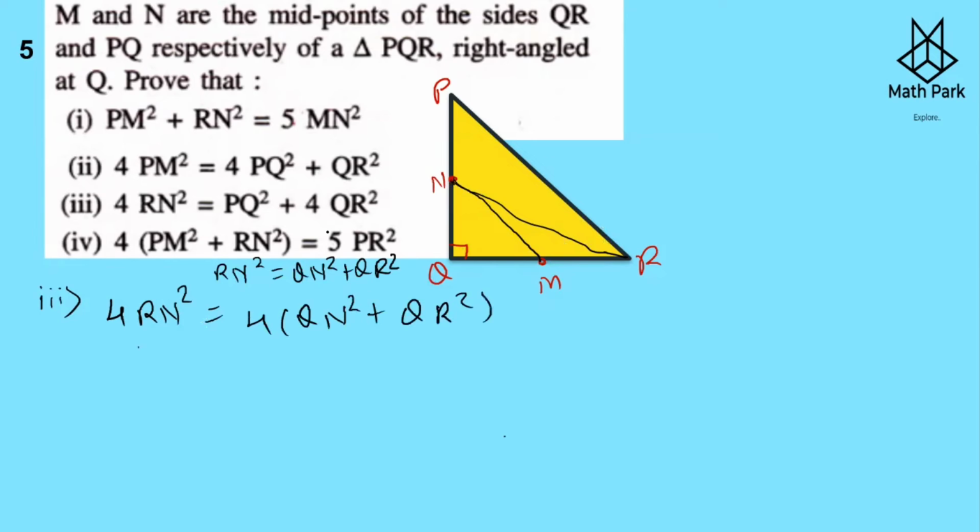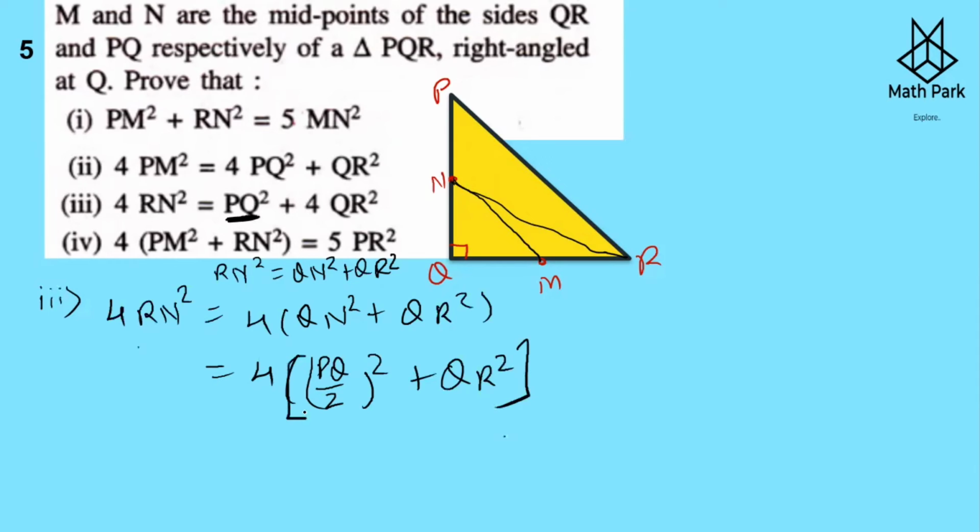So you have to target: QR square is already here, QN you need to get rid of, and we want PQ here. So how can you write QN in terms of PQ? We know that N is the midpoint of PQ. So instead of QN, we write PQ by 2. So 4, instead of QN, we are writing PQ upon 2 the whole square plus QR square.